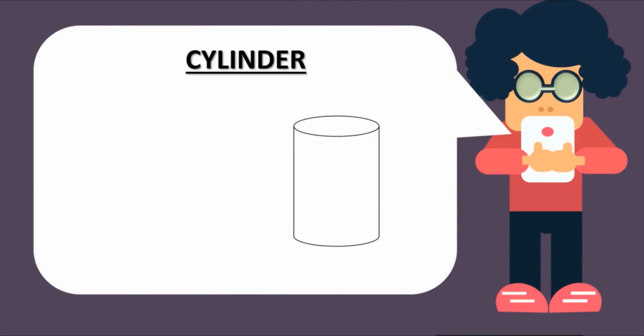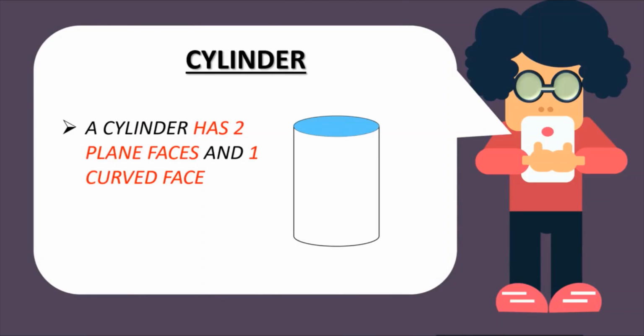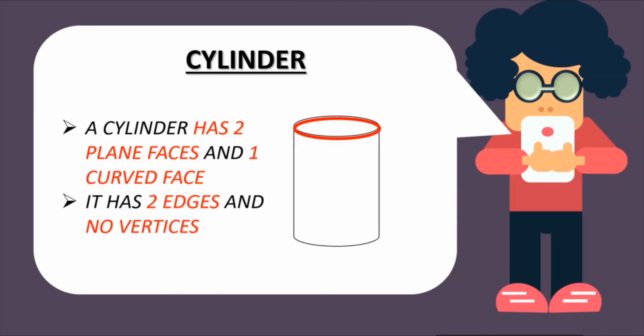A cylinder has 2 plane faces and 1 curved face. Plane face means a flat face and a curved face means a rounded, circular face. So here it has 2 plane faces and 1 curved face. It has 2 edges but it has no vertices, that is, no corners.